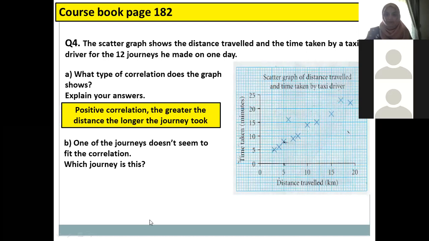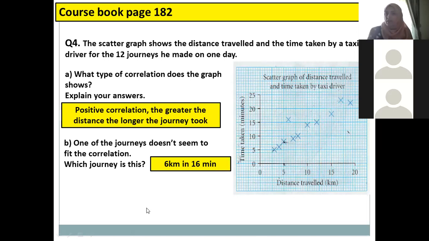It is the one which took about 15 minutes. Maybe I saw it as more, maybe 16 or 17 minutes, and the distance was 6 or 7, I guess. I think it was 7 kilometers. That's right. It's the journey that was about 6 or 7 kilometers and took 16 minutes.